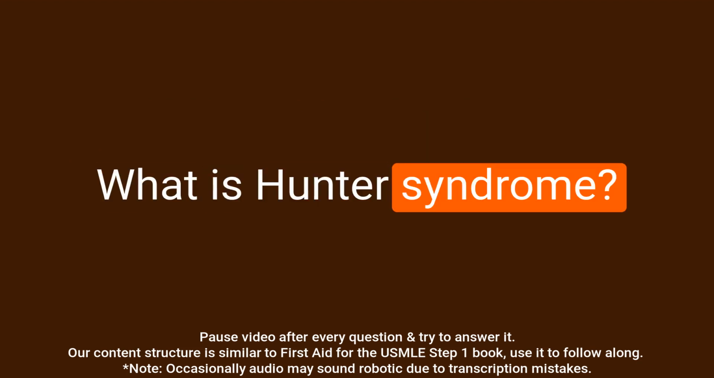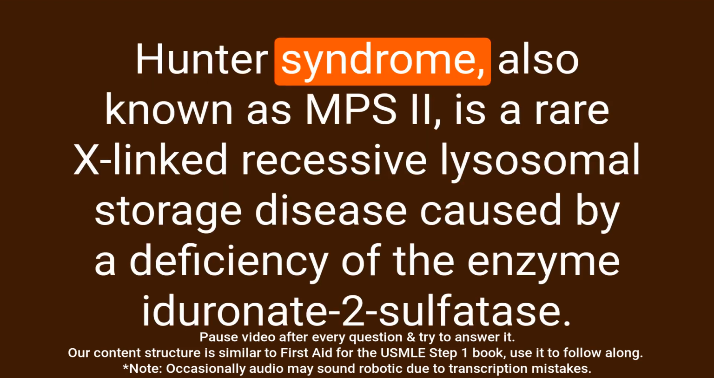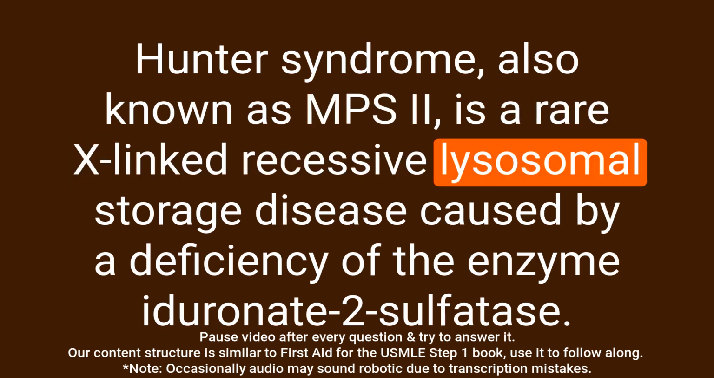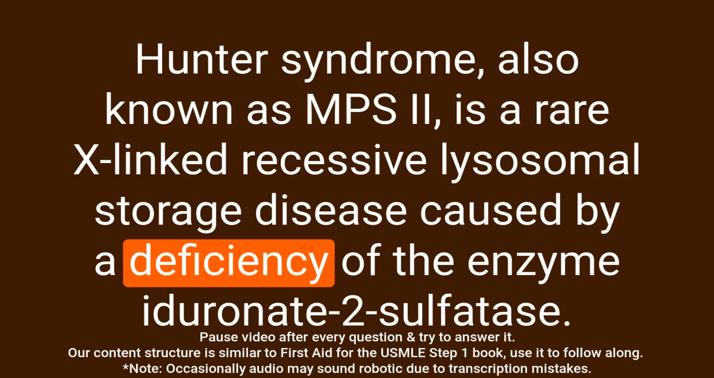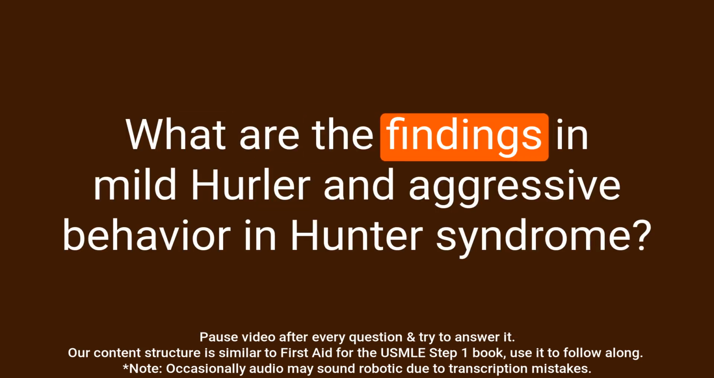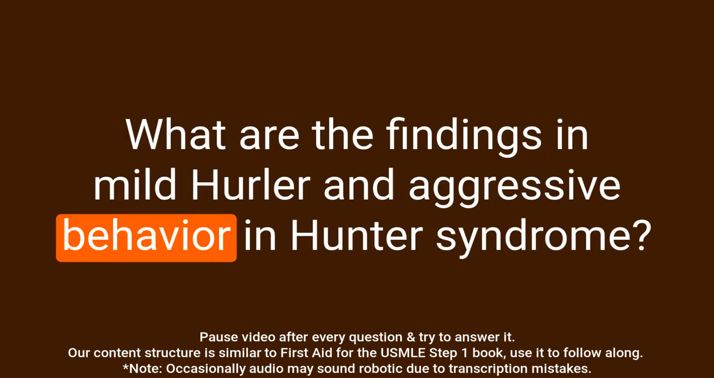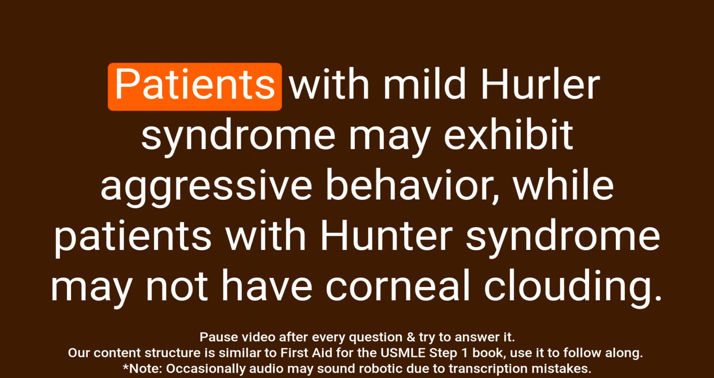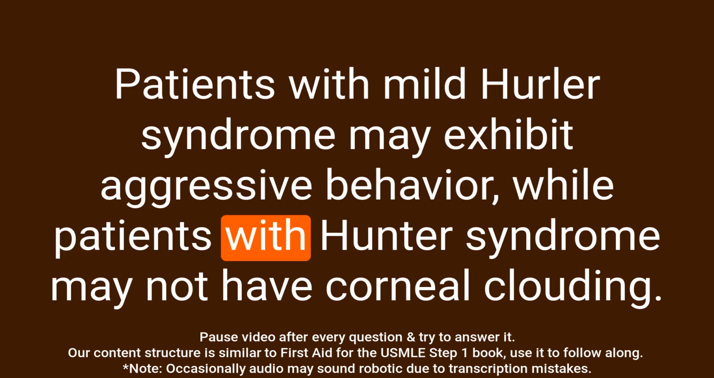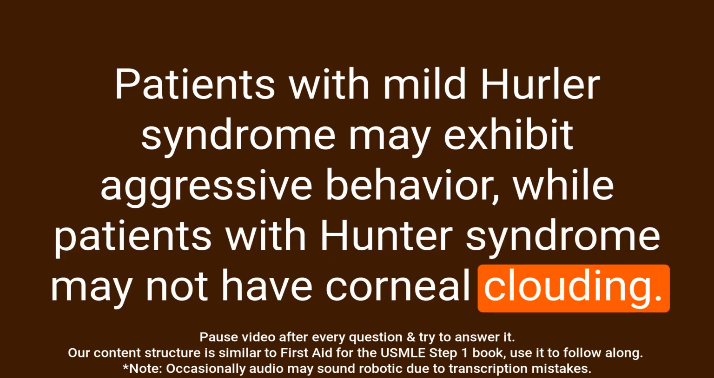Question: What is Hunter syndrome? Answer: Hunter syndrome, also known as MPS II, is a rare X-linked recessive lysosomal storage disease caused by a deficiency of the enzyme iduronate 2-sulfatase. Question: What are the findings in mild Hurler and aggressive behavior in Hunter syndrome? Answer: Patients with mild Hurler syndrome may exhibit aggressive behavior, while patients with Hunter syndrome may not have corneal clouding.